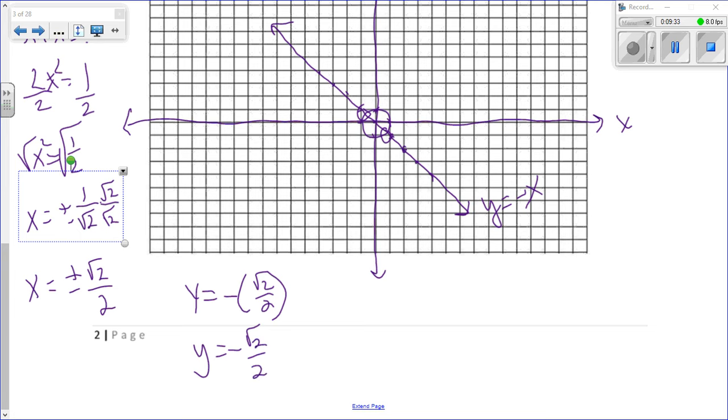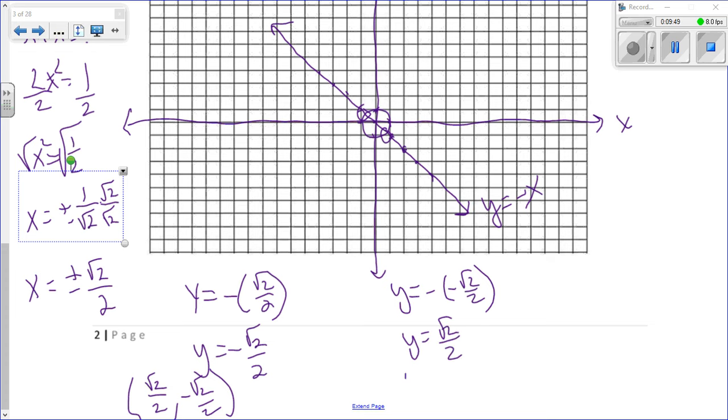So I have the point radical 2 over 2, negative radical 2 over 2. And then I'd have to do the same thing with the negative radical 2 over 2. So that would be y equals positive radical 2 over 2. So that point would be negative radical 2 over 2, comma, radical 2 over 2. So that's what happens there.